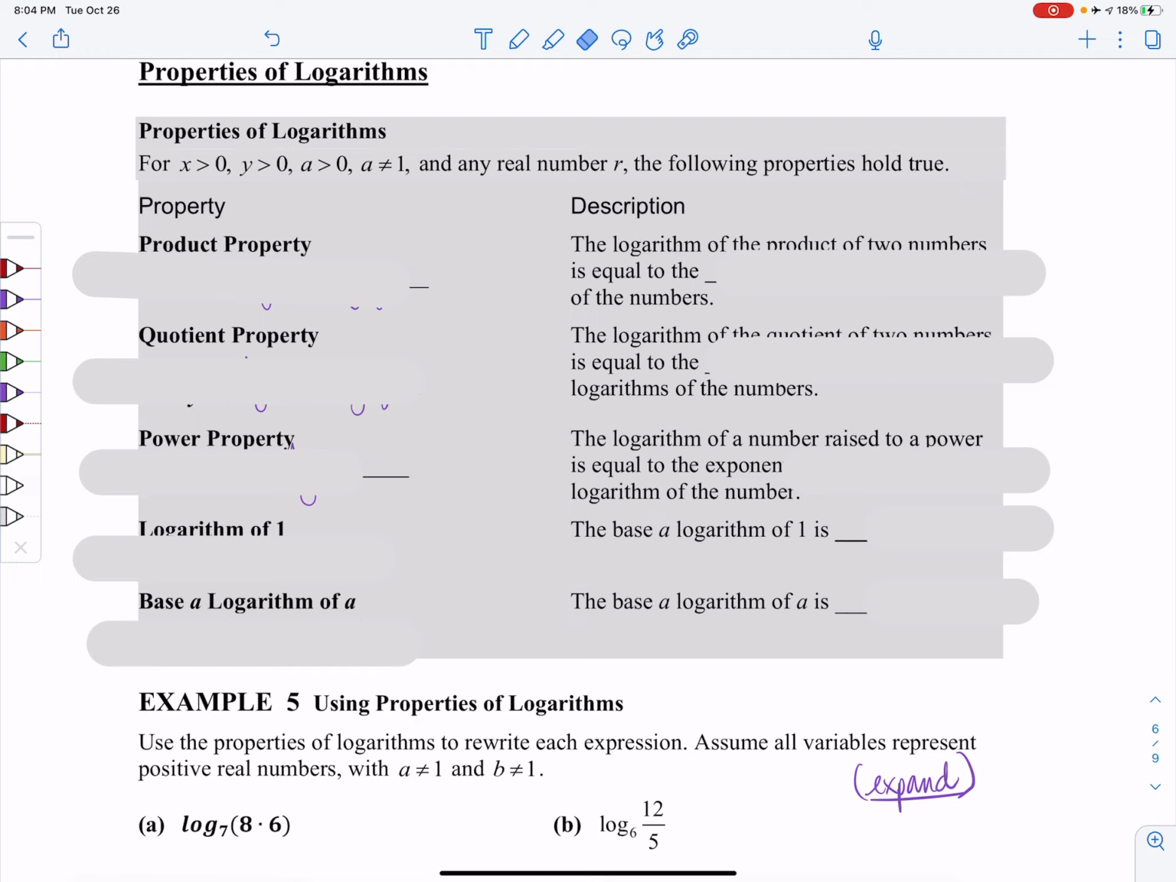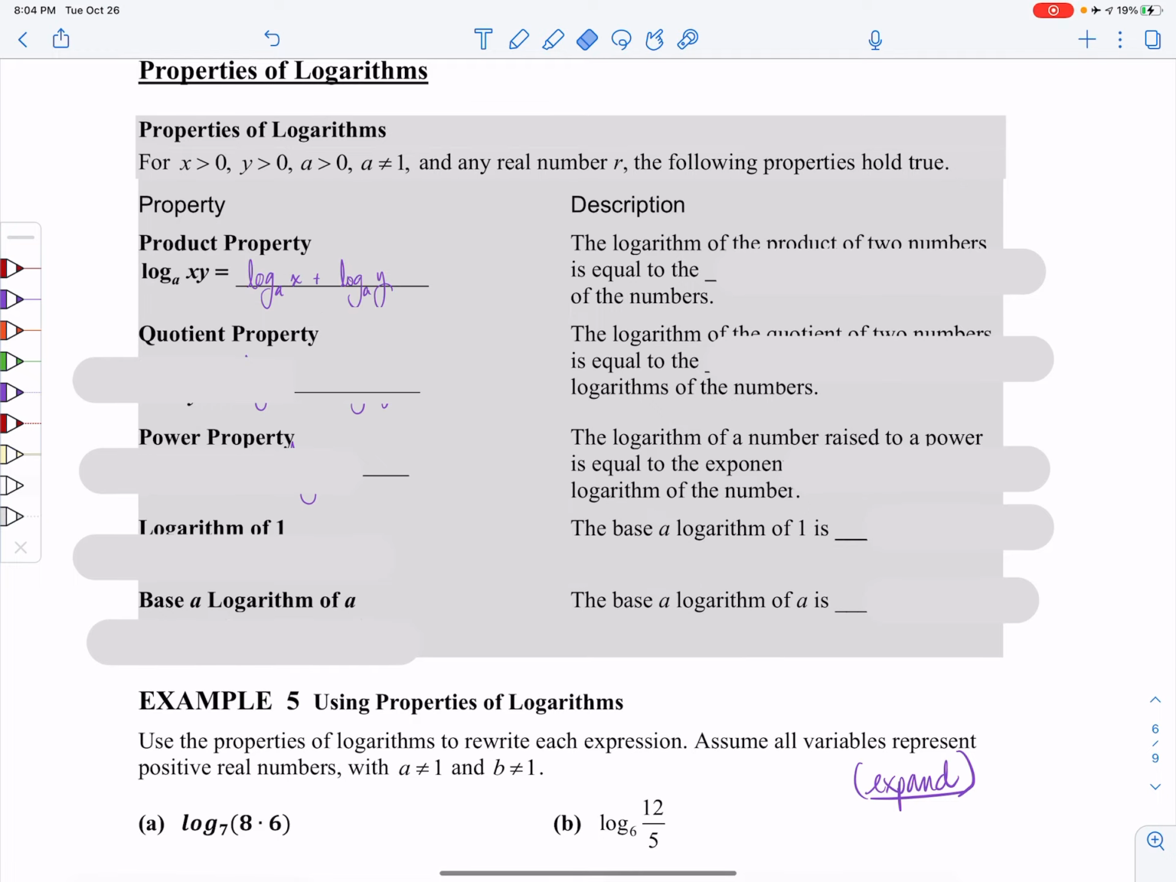So first of all, we're going to talk about the product property. The product property says, if I have the log of a product, this is going to equal the sum of two logs. A description of that would say the log of the product of two numbers is equal to the sum of the logarithms of the numbers. An even faster way to say that, a shortcut: the log of a product is the sum of two logs.